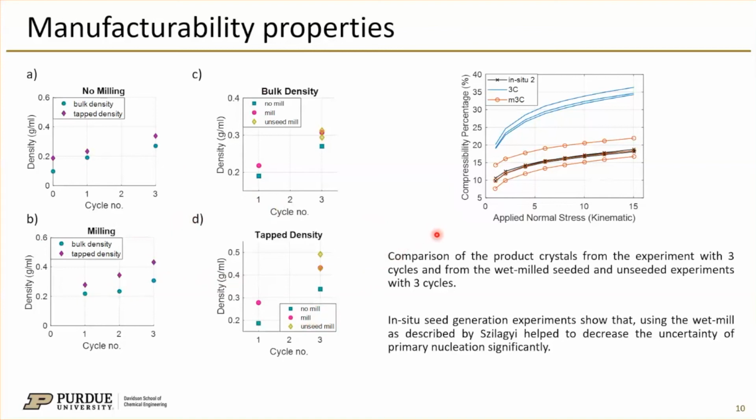Even the crystals from the in situ seed generation experiment had bulk densities above the desired value of 0.25. Last but not least, the compressibility percentage of the crystals was decreased significantly by implementing the mill with or without seeding compared to the unmilled and multiple cycled experiments. This also implies that the flowability of the crystals was improved, which is generally preferred in industry for downstream process efficiency.